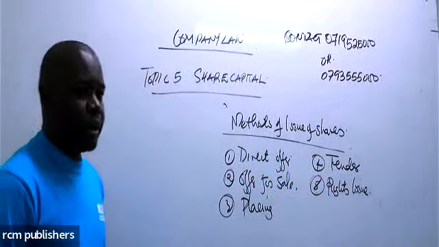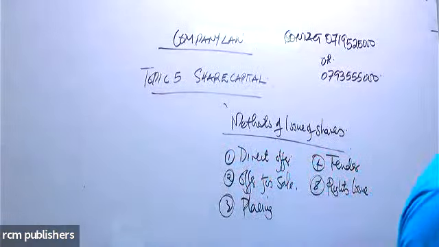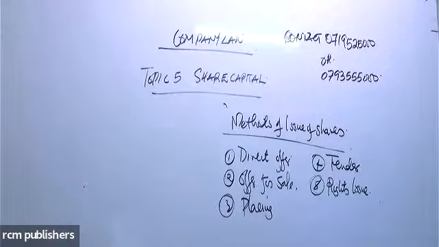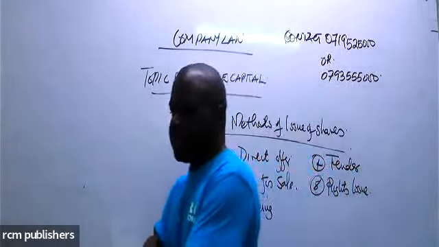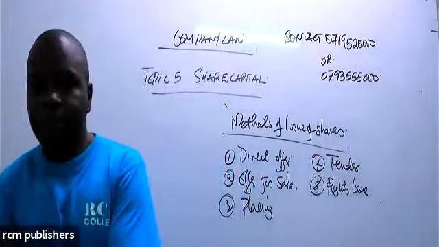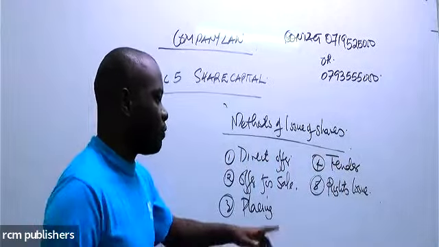So direct offer is whereby the company directly is involved in having to buy the shares. So what happens? The company, through its directors, they're able to come up with the prospectus. Then of course they invite members of the public to do what? To buy the shares. And then you have offer for sale.